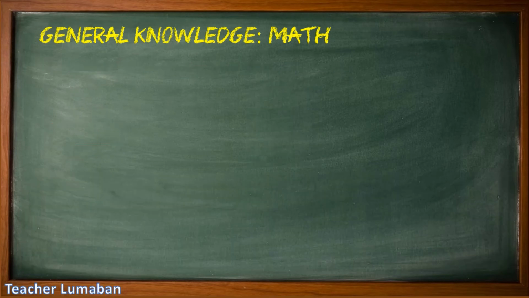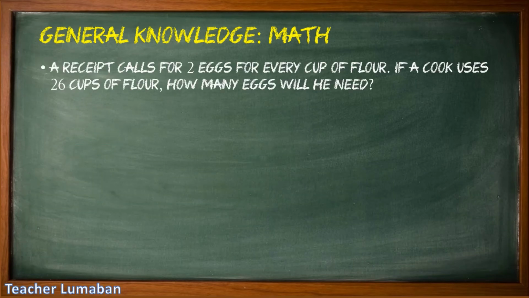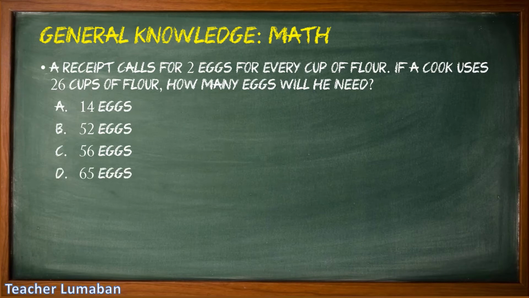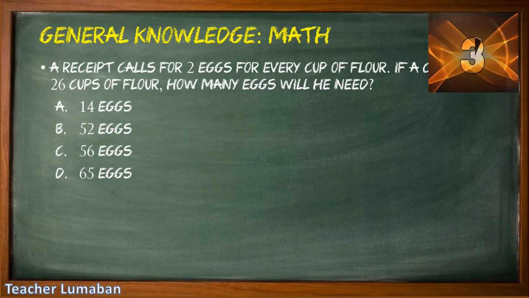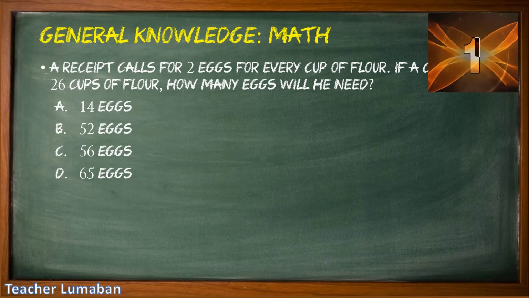A recipe calls for 2 eggs for every cup of flour. If a cook uses 26 cups of flour, how many eggs will he need? Letter A, 14 eggs. Letter B, 52 eggs. Letter C, 56 eggs. Letter D, 65 eggs. Please answer in 5, 4, 3, 2, 1.